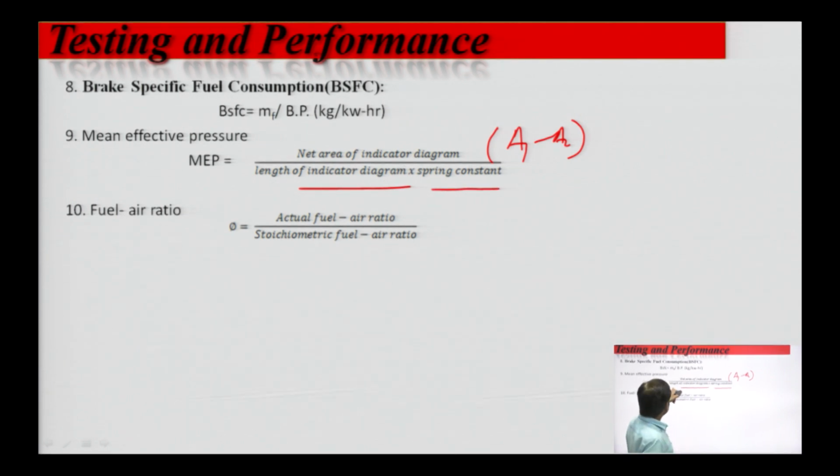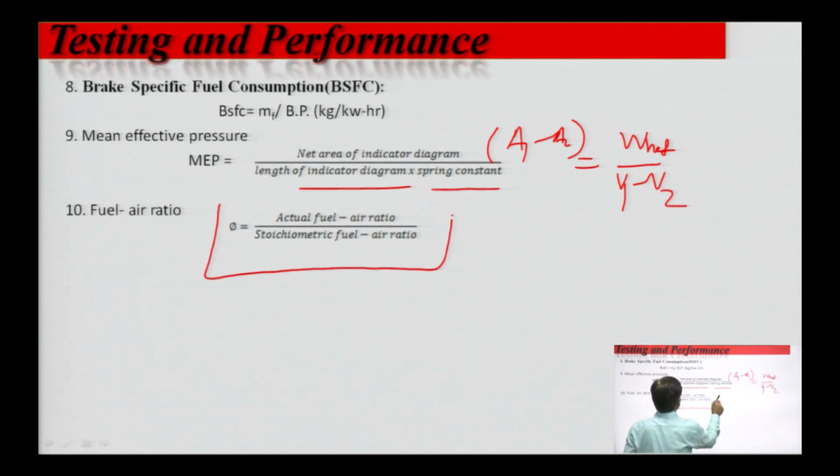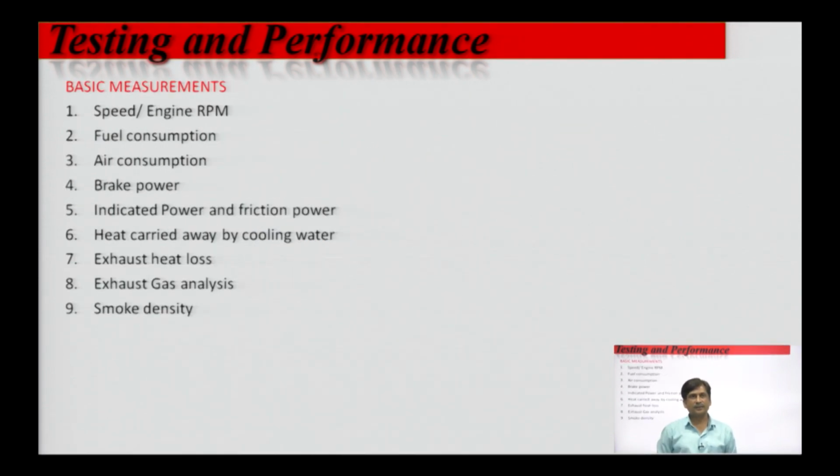So, experimentally you can evaluate MEP, and theoretically it is net work upon V1 minus V2, the swept volume. I have also discussed the equivalence ratio, which is the actual fuel air ratio upon the stoichiometric fuel air ratio. There is no instrument with which you can measure the fuel air ratio directly or brake power directly. So, these are some measurements which we do before evaluating these parameters.